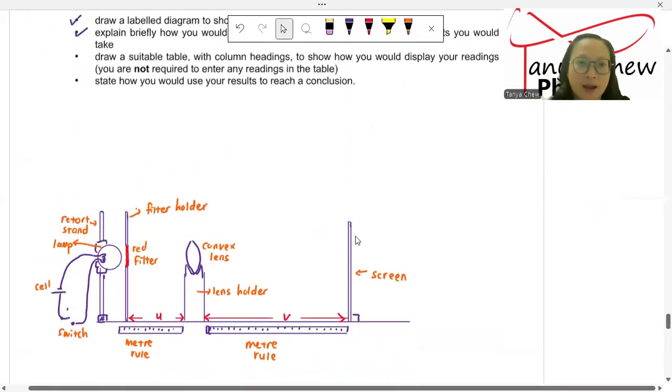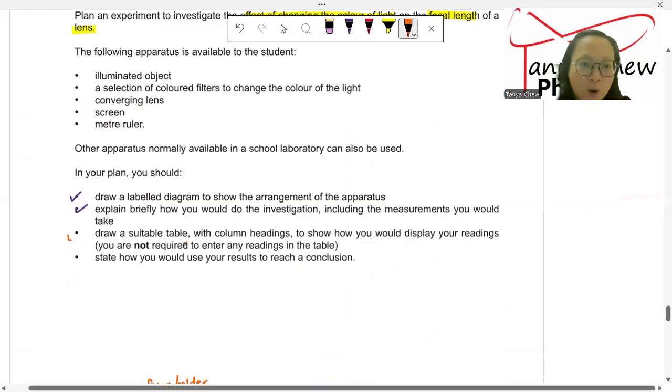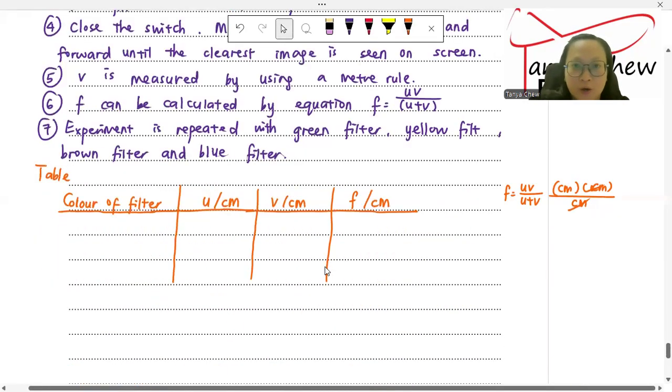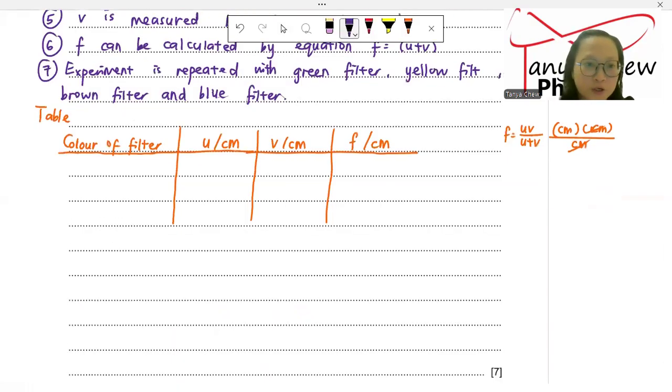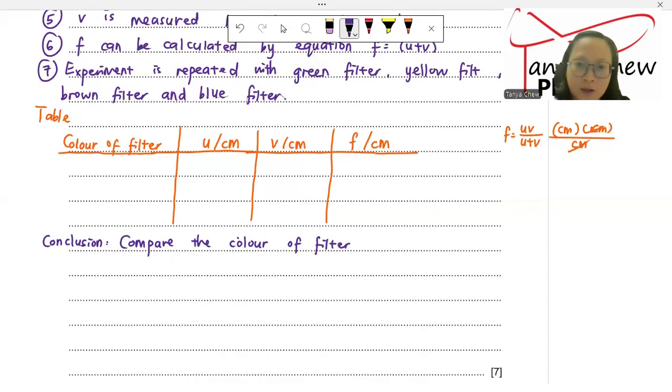Doesn't matter. And the last part: state how you would use your results to reach a conclusion. Right, now I'm just going to put it here, conclusion. I would just say compare the color of the filter and F values to see the relationship.